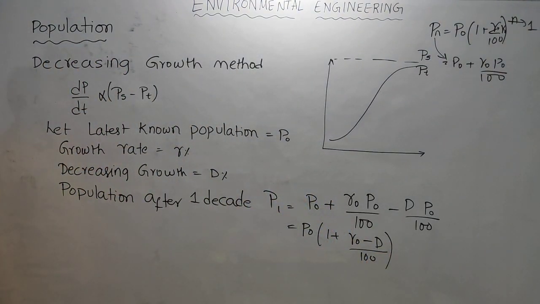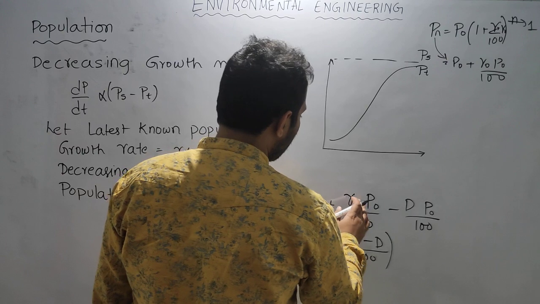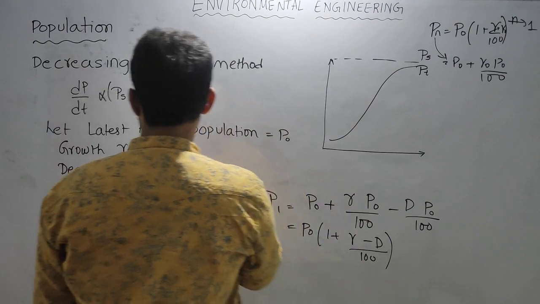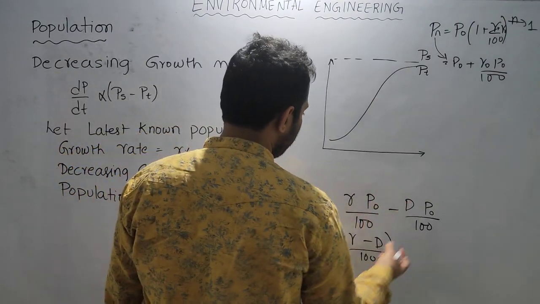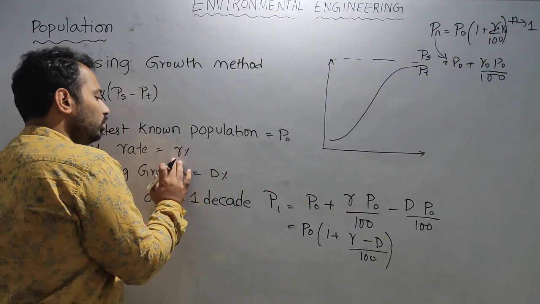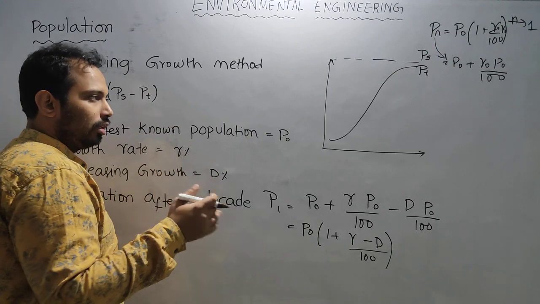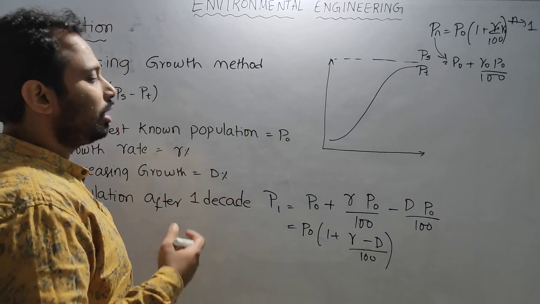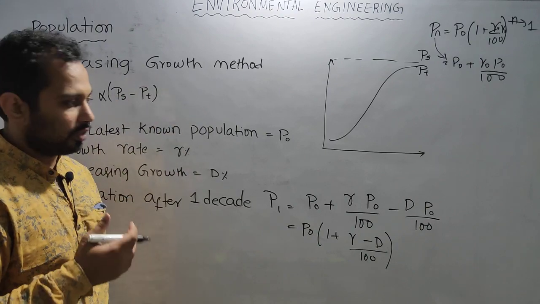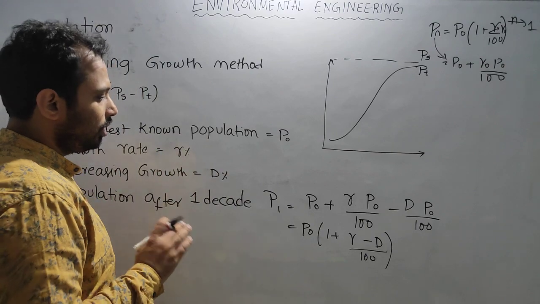This is a formula where R is the growth rate and D is the decreasing rate. Let us take it as R for a uniform value. R is also an average value, D is also an average value. As I told you, R1, R2, R3 will be different values. If you are using it for all the data, you need to take an average value of R as well as an average value of D.